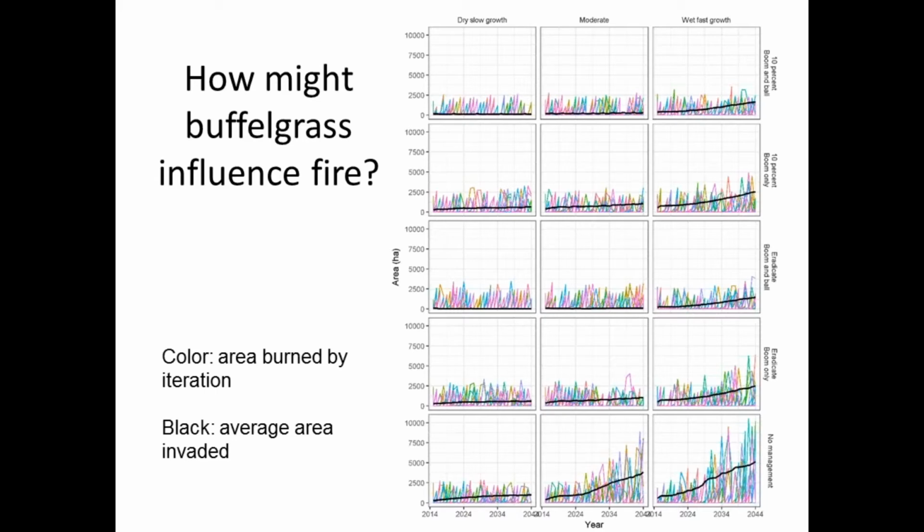So another thing that can be seen is that through time, when you get more bufflegrass, you get more fire on the landscape. And top to bottom, what's being shown is alternative management scenarios, with the bottom one being where there's no management happening. So you end up with more invasion.